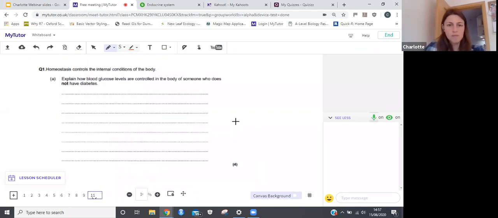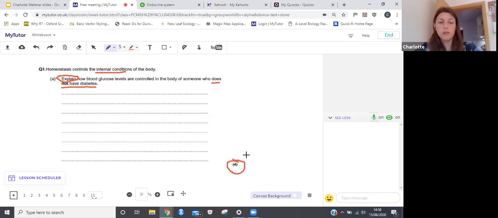Okay, and finally, I wanted to run quickly through a 4-mark question about how you tackle those. So this is about homeostasis. Homeostasis controls the internal conditions of the body. Explain, note the command word there, explain, how blood glucose levels are controlled in the body of someone who does not have diabetes. 4 marks for this.